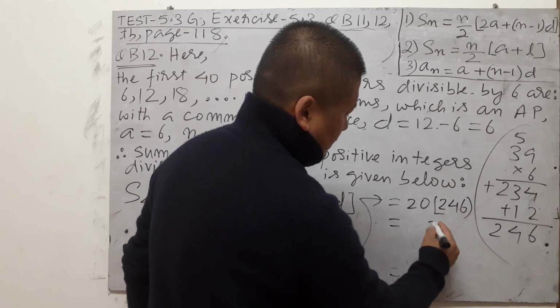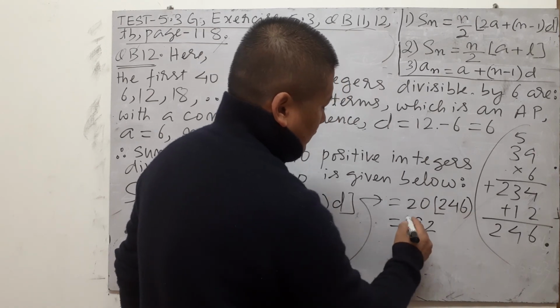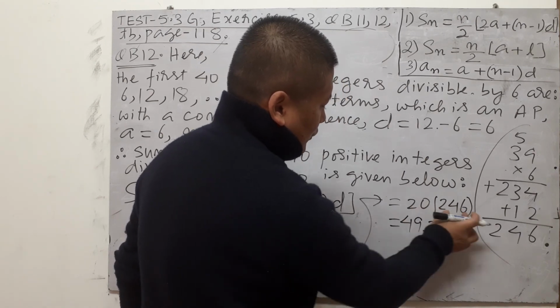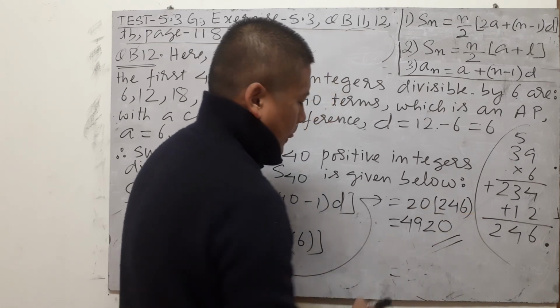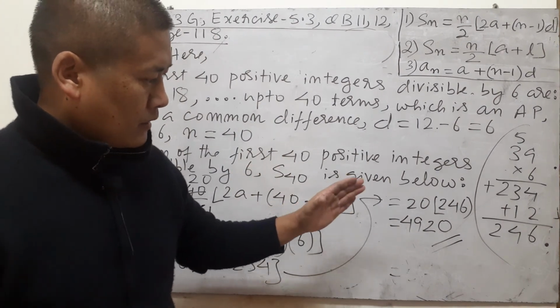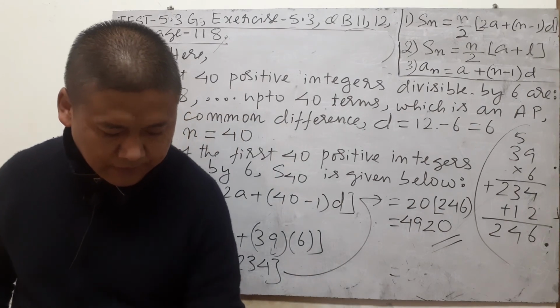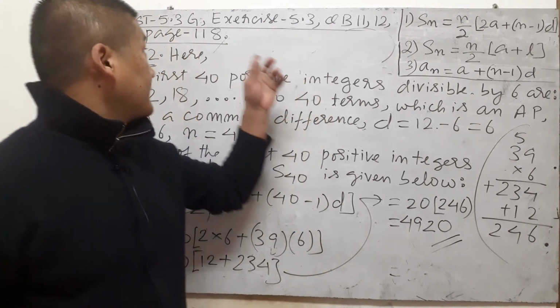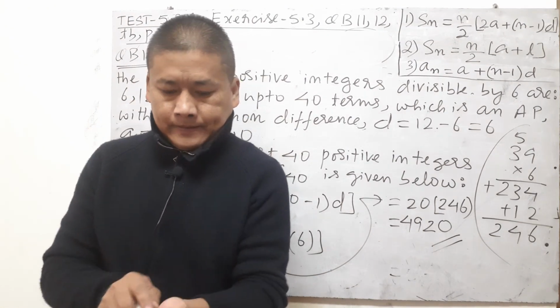Let's use the 2 to multiply this. 2 sixes are 12, 1 in hand. 2 fours are 8 plus 1 is 9. 2 twos are 4. So 2 into 246 is 492, and this 0 you can just put at the back. So the sum of the first 40 positive integers divisible by 6 is 4920. It is the same as the textbook answer, I hope. Yes, so that concludes the part for test 5.3G. I hope you got it right.